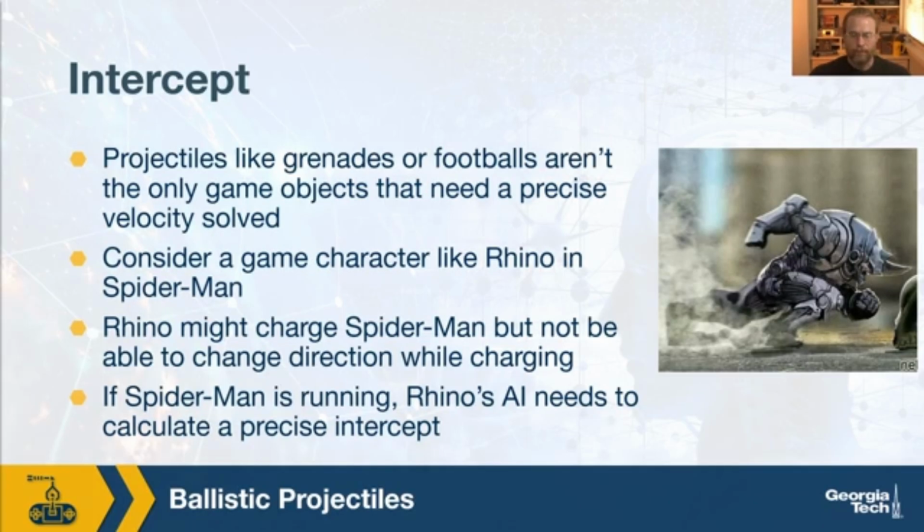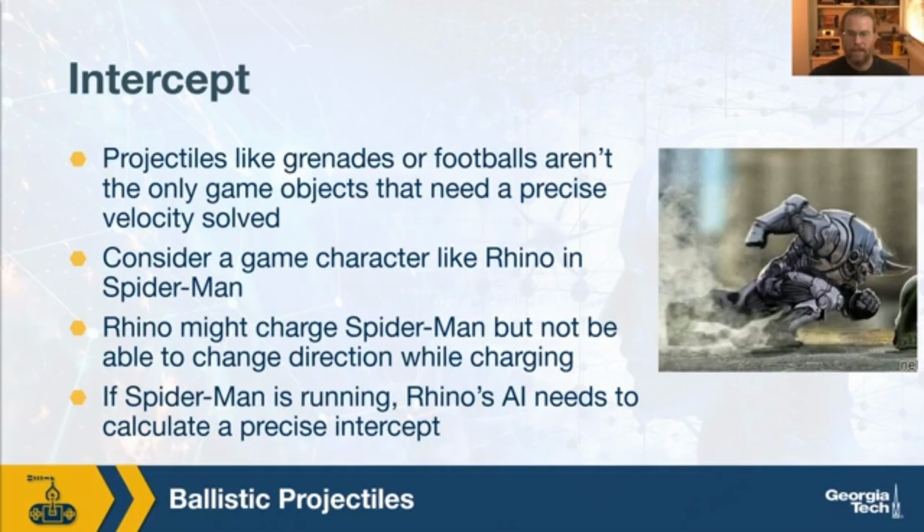So for gameplay purposes, we might have Rhino use a ballistic trajectory intercept along the ground to try to head off where Spider-Man's currently running, as a player, say, controlling Spider-Man and moving. But then we'll take away Rhino's ability to correct course, or maybe limit it significantly. So you can only change a tiny bit. And so that would make it challenging for gameplay.